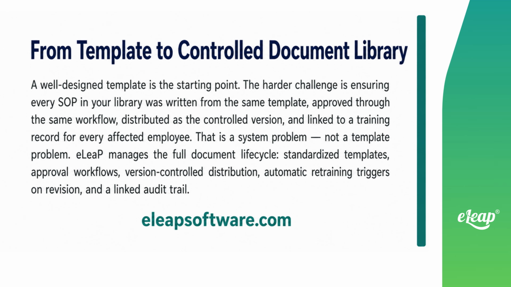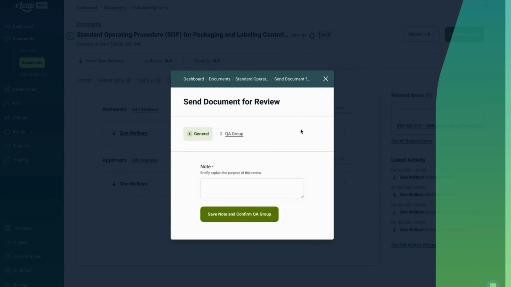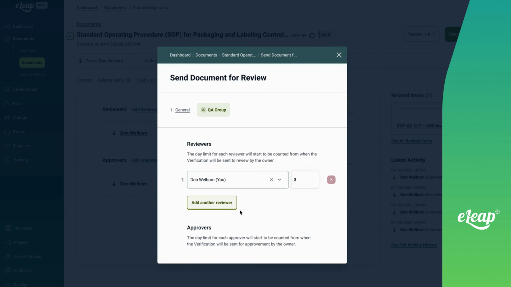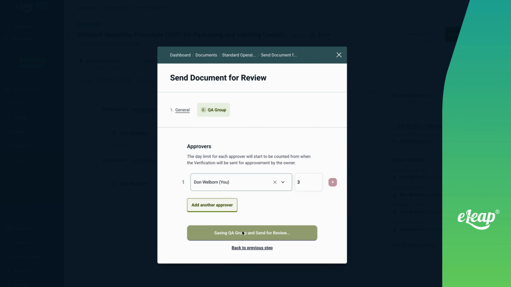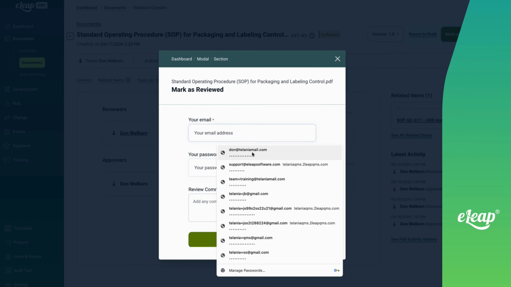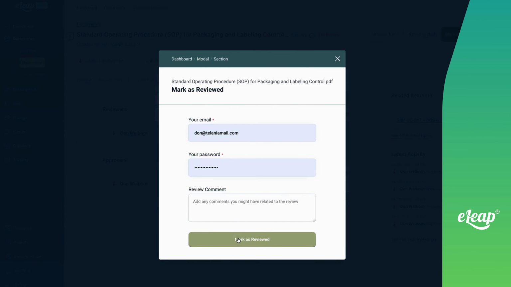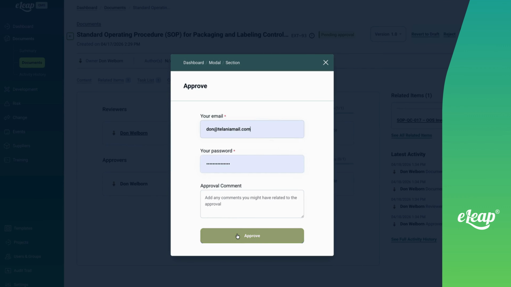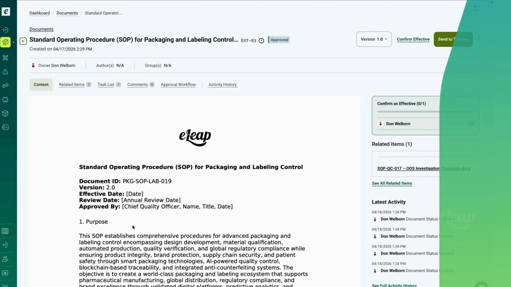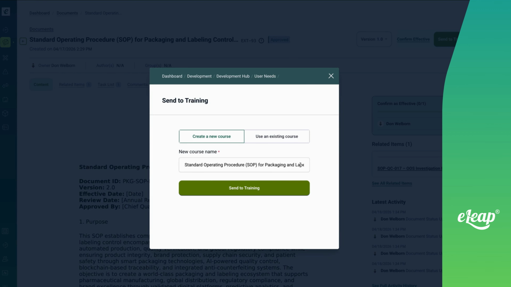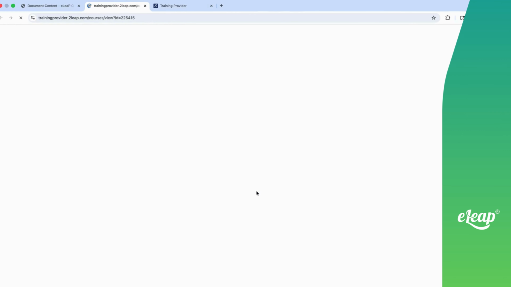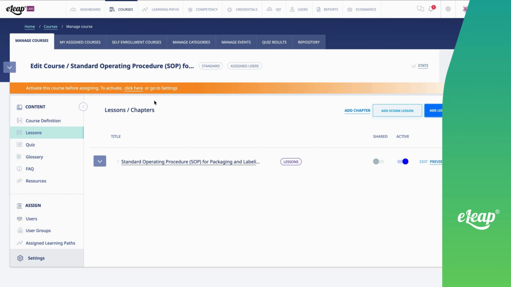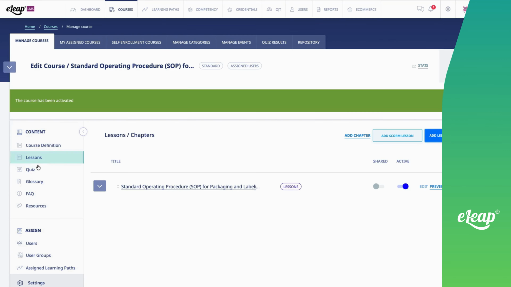A well-designed template solves the writing problem. It gives every author the same starting point and ensures every SOP has the right structure. But the control problem is different. Ensuring that every SOP was written from the approved template, went through the approved workflow, was distributed only as the controlled version, and that every affected employee has a signed training record against the current revision. That is a system problem. That gap is where most compliance findings originate.